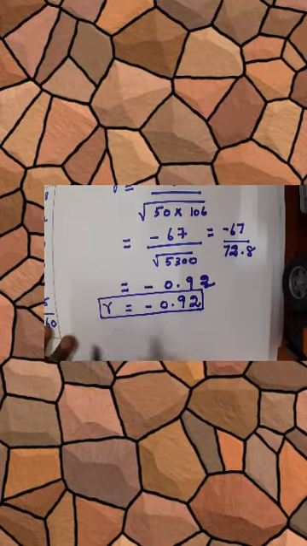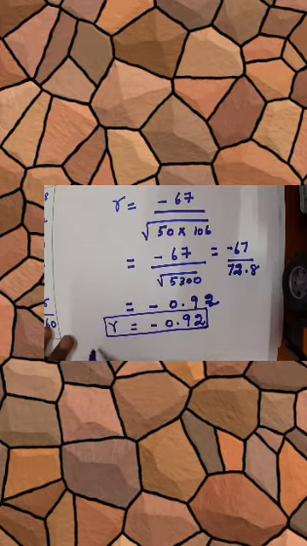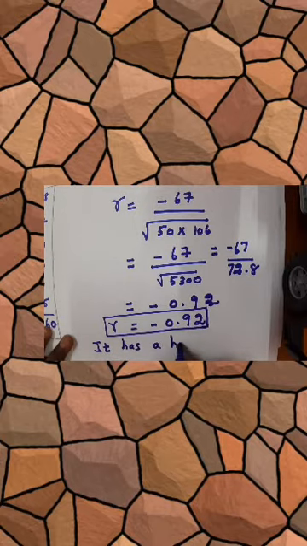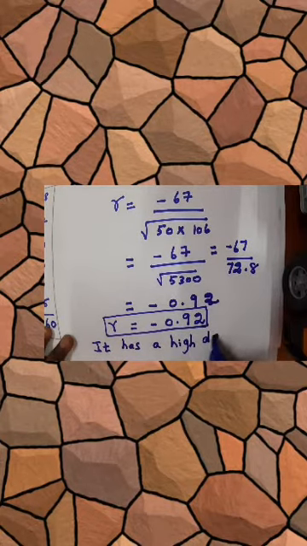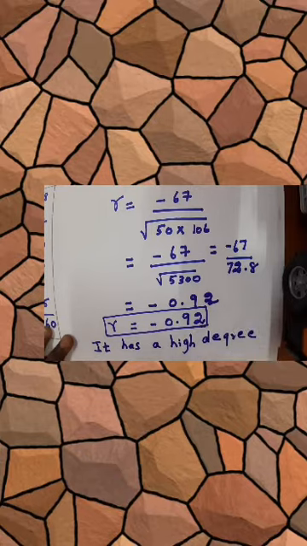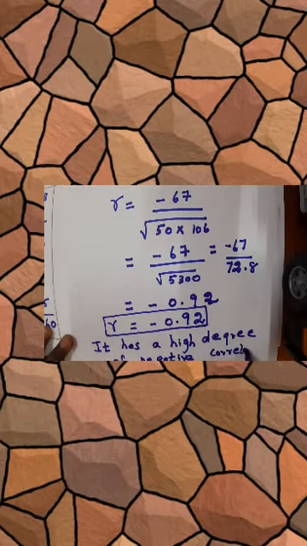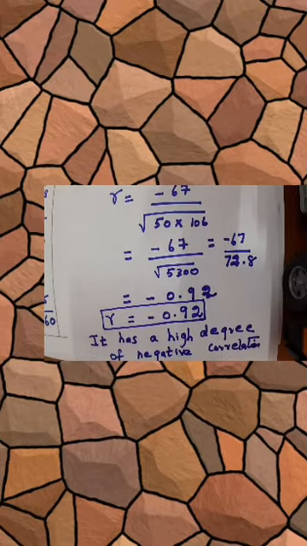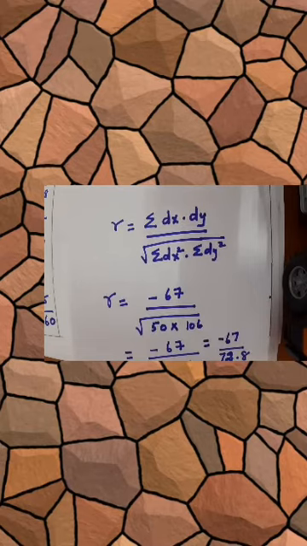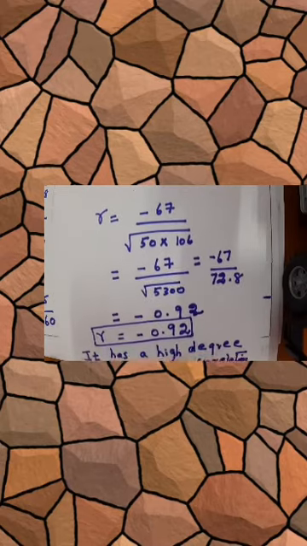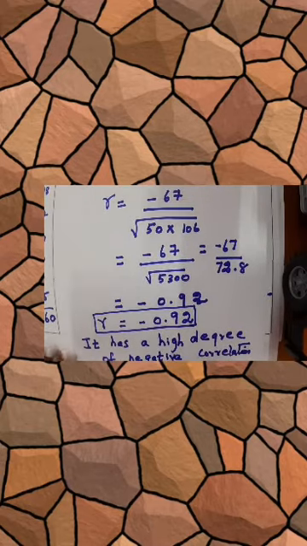So you can write this as it has a high degree of negative correlation. Okay, students, is it very simple? Yeah, you can have a look. I have just substituted in the formula to get the answer.